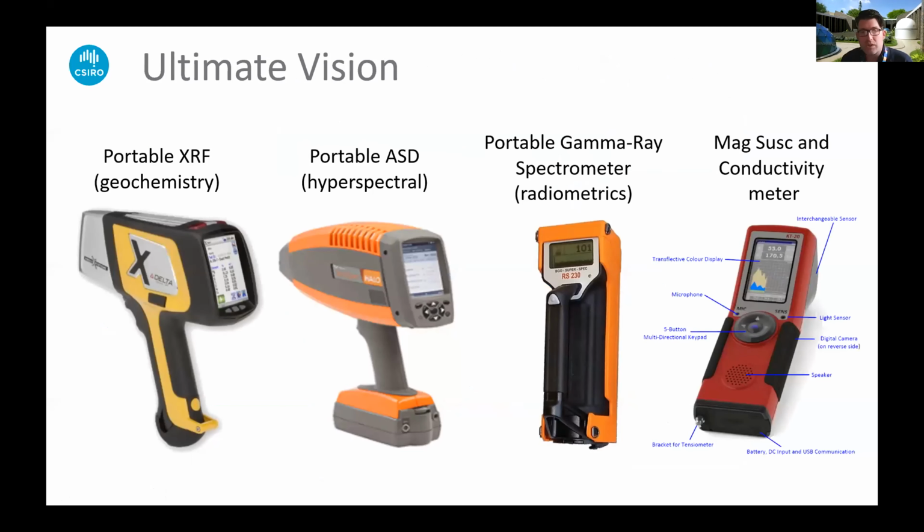And the ultimate vision with this is basically that we want to use what we learn in this project to generate some simple things that people can do in the core shed using handheld tools. So for example, portable XRF, portable ASD, which would be the hyperspectral, gamma ray spectrometer, a sus meter, and some sort of basic scales which you can measure density with. Using a combination of these tools, you can most likely figure out quite a little bit more about what you're seeing.